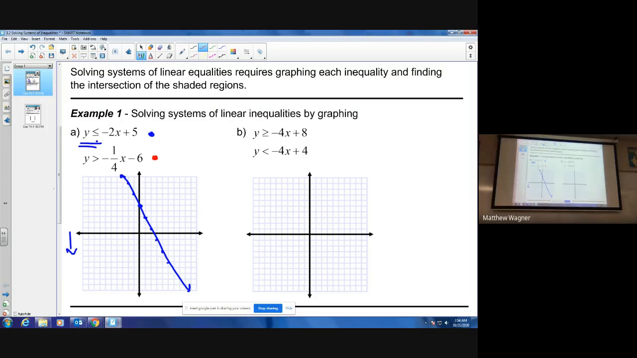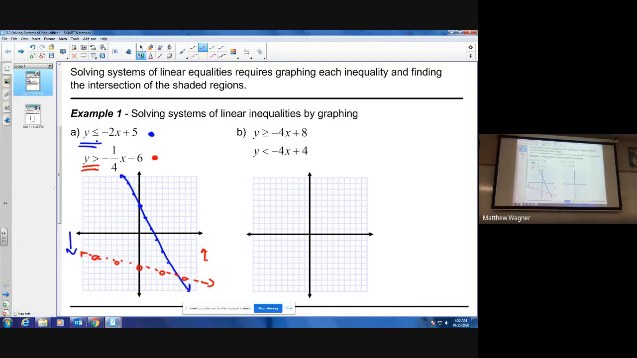All right, so this next one, looking at a red line, we're going to have a dashed line. Y-intercept is -6, 1, 2, 3, 4, 5, 6. And our slope is -1/4. So we get down 1 over 4, down 1 over 4, up 1 left 4, up 1 left 4, not 3. In this case, again, it's in slope-intercept form, so we can use that shortcut idea. Y is greater than the red line, so above.